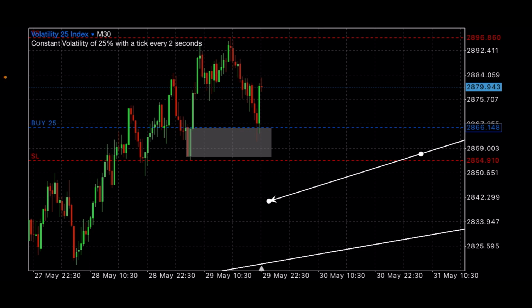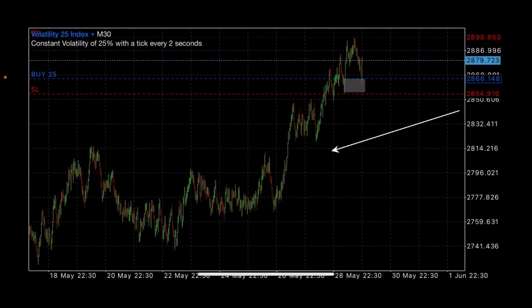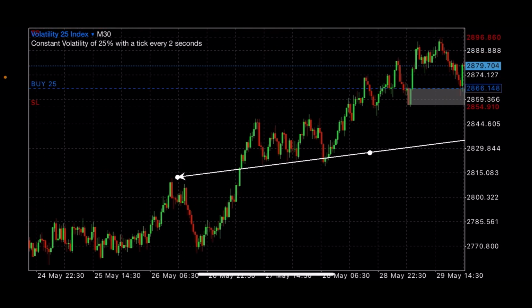I'm having 2 arrows in my charts. I have to delete one. Let's make use of this one to explain the stuff that I'm talking about.